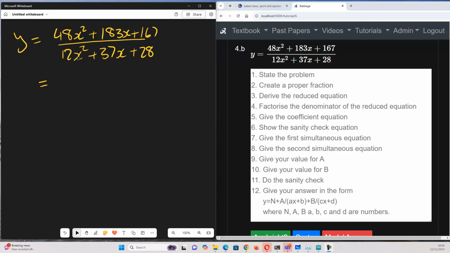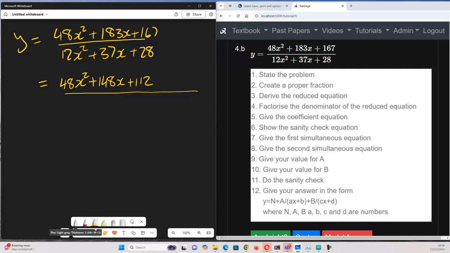So what I'm going to do is multiply the denominator by 4. So I'm going to get 48x squared, and 4 times 37 is going to be 60, 74, so that's 148x, and then 4 times 28 is going to be 56, 112, so that's plus 112. And now what I need to do is to modify what's left so the thing balances.